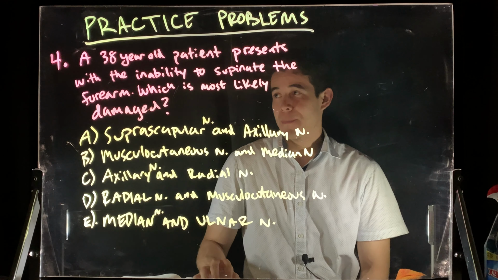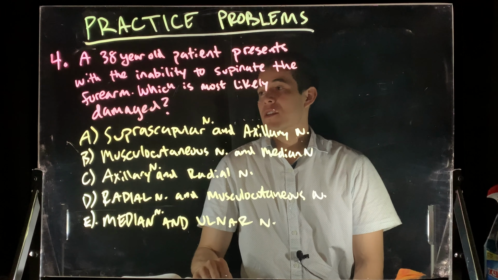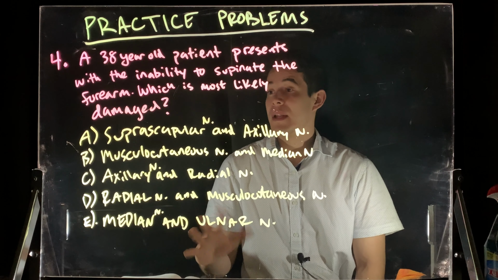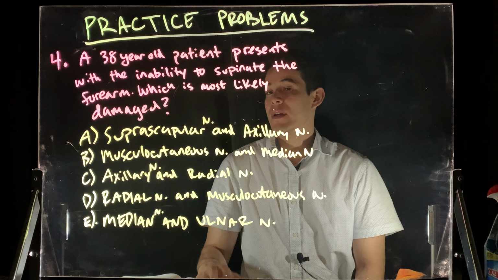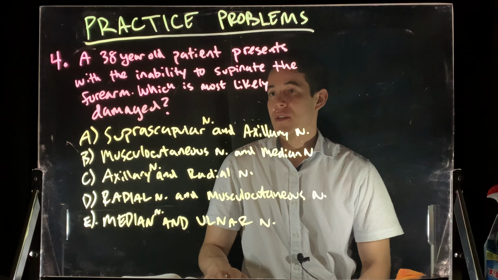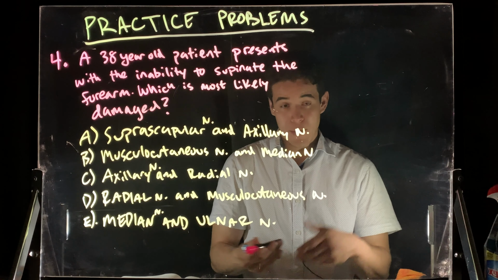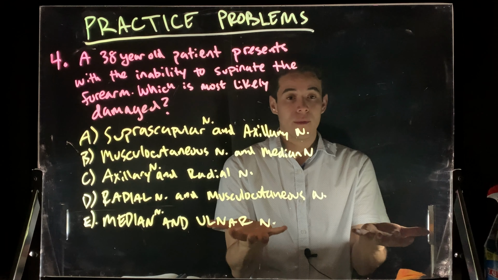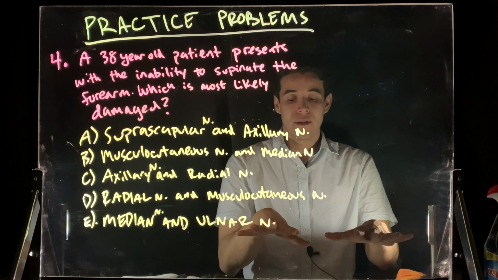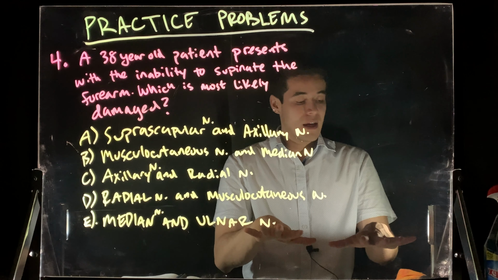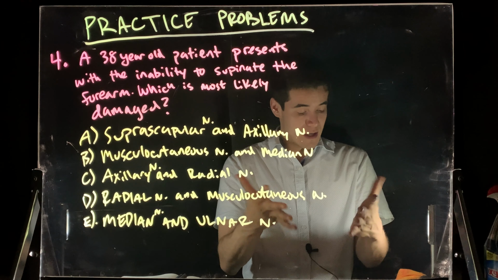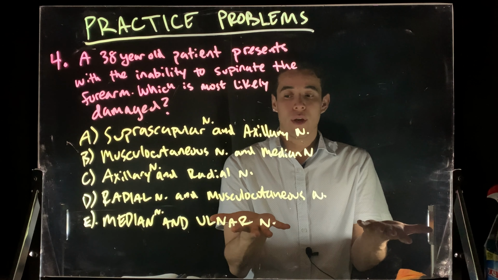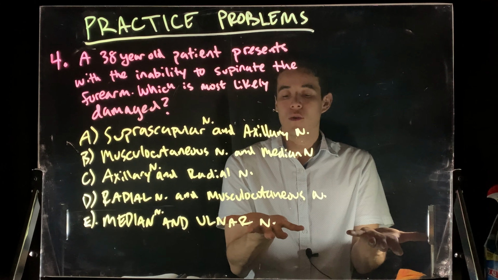Cool? All right. So a 38-year-old patient presents with the inability to supinate the forearm. Which of the following is most likely damaged? So when we're talking about supination of the forearm, here is a supinated forearm. Here would be pronated, right? Here's our pronated forearm. And if I want to supinate, it would be this section just like that, right? So this would be supination of the forearm.